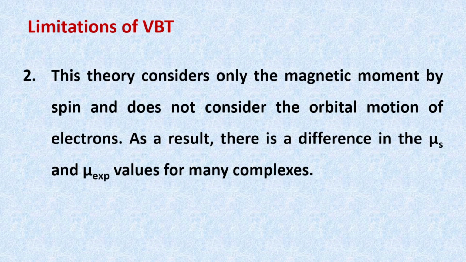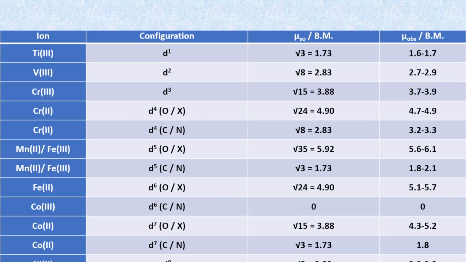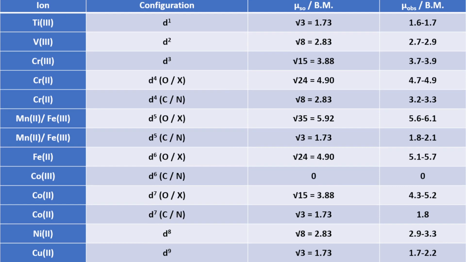This theory considers only the magnetic moment by spin and does not consider the orbital motion of electrons. As a result, there is a difference in μs and μ experimental values of many complexes. Here I have tabulated the transition metals with their spin value magnetic moment and the experimentally observed one. As you can see, there is not only a difference in the magnetic moment of the spin value with the observed, but experimentally a variation in the magnetic moment is also observed.